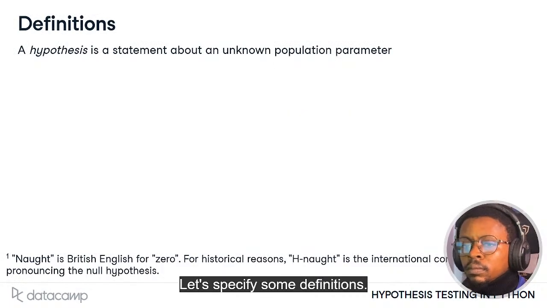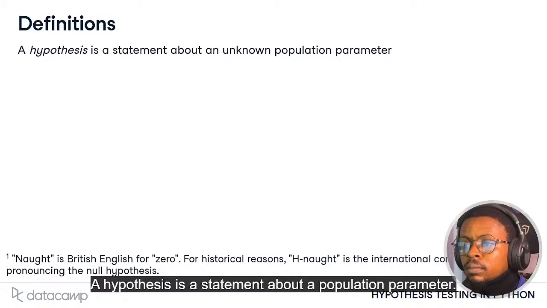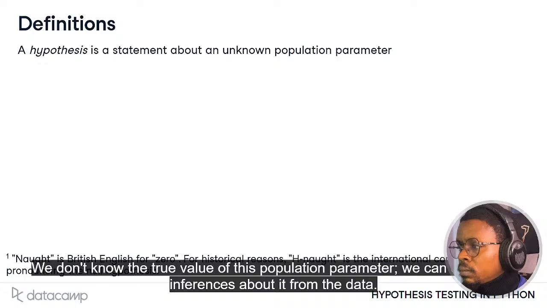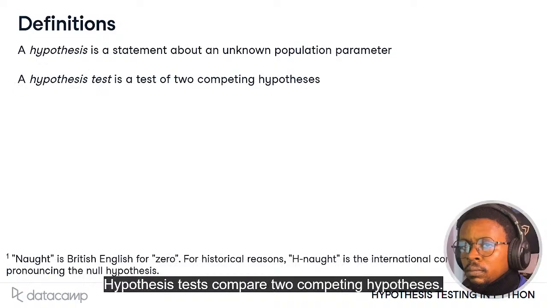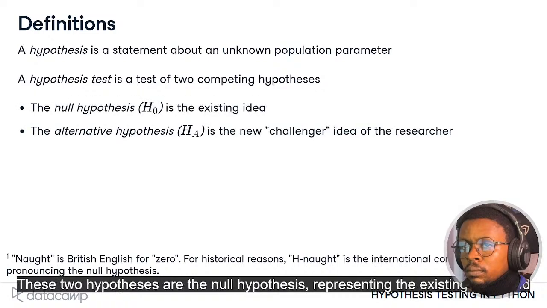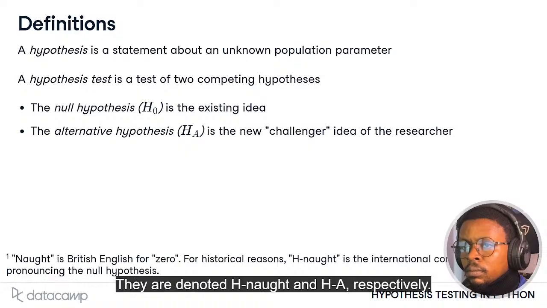Let's specify some definitions. A hypothesis is a statement about a population parameter. We don't know the true value of this population parameter. We can only make inferences about it from the data. Hypothesis tests compare two competing hypotheses. These two hypotheses are the null hypothesis, representing the existing idea, and the alternative hypothesis, representing a new idea that challenges the existing one. They are denoted H0 and HA respectively.